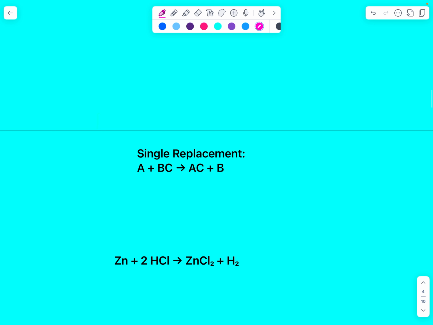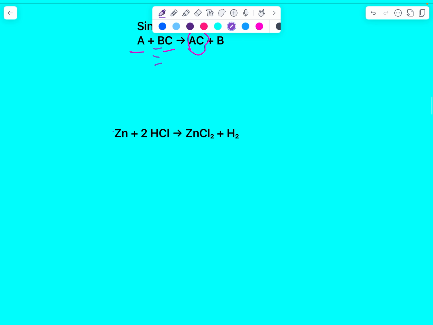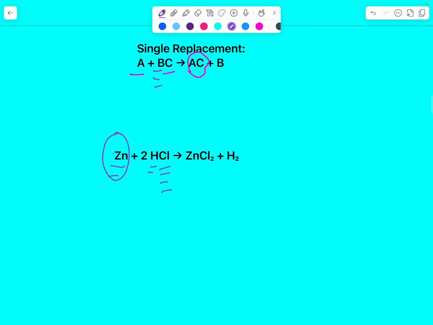Single replacement. It's when you have a substance plus another compound or another substance, and it's going to kind of like cross multiply. So one element kicks out another element. So you have the AC forming. See, they form, and then B is all by itself in the end. So if we look at this example, we have A, Zn, we have B, which is H, and then we have C, which is Cl. And I know A and C are going to form ZnCl2 plus H2. That came from that.